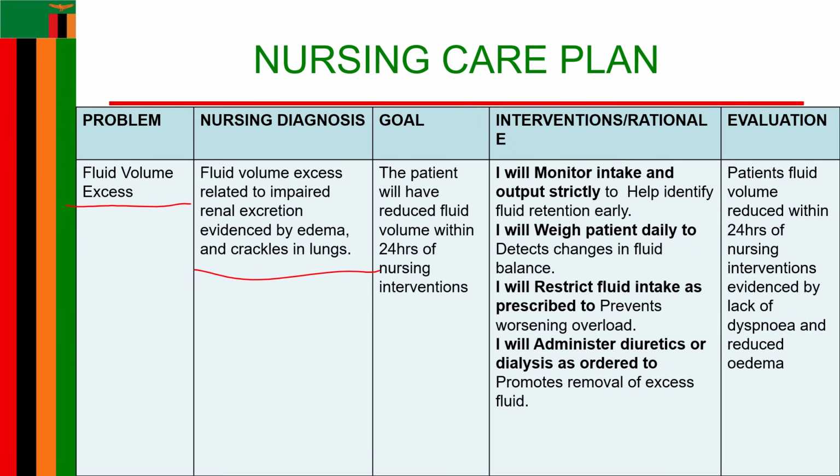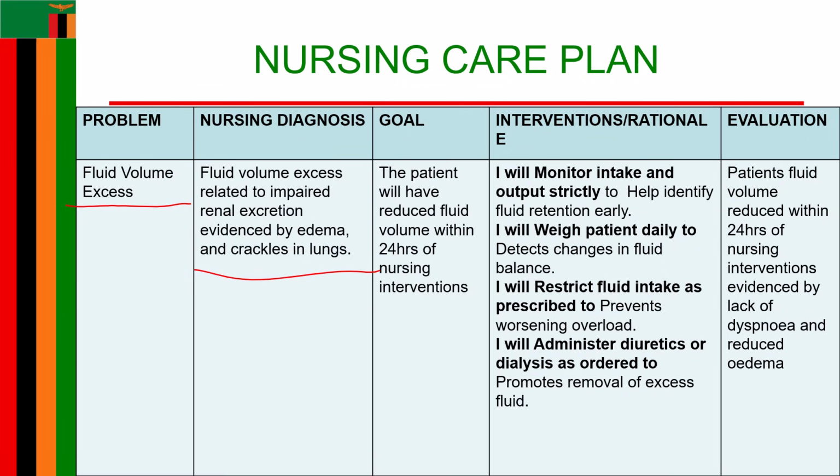So when you say fluid volume excess is related to disease process, we are going to mark you wrong, because you have not told us exactly what is causing the problem. It's like you're sending the same question back to the marker. So when you say related to impaired renal excretion evidenced by edema and crackles in the lungs, then your nursing diagnosis becomes complete.